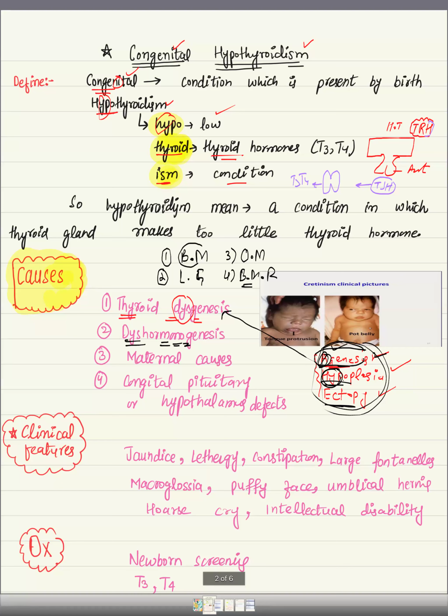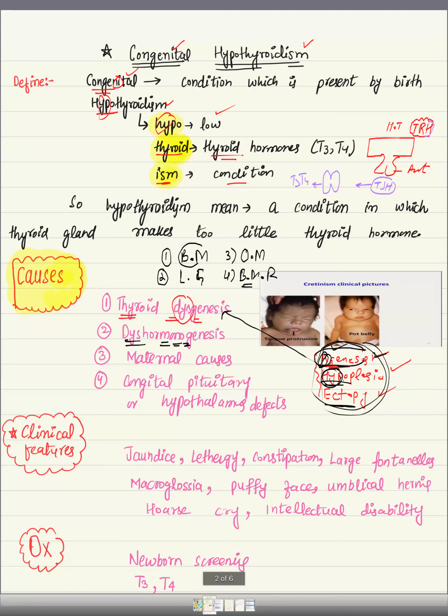So, central pituitary and hypothalamus defect. We have to understand how these problems can lead to congenital hypothyroidism. As we already discussed, thyroid hormone regulation starts from the hypothalamus. The hypothalamus makes TRH, that TRH goes to the anterior pituitary, which makes TSH, and that TSH goes to the thyroid gland, and the thyroid gland will produce T3 and T4.